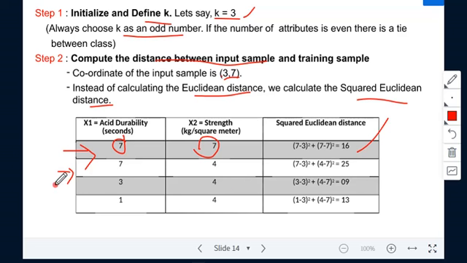Like this we keep on doing. So we'll find the distance. We completed the second step. First step, we have to decide the value for k. Second step, we have to find the closeness among the training data and the test data by using a distance function. Here, the Euclidean distance.